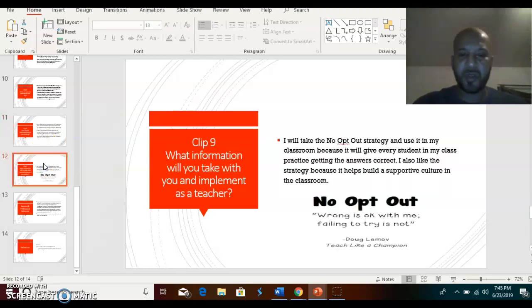What information will you take with you and implement as a teacher? I will take the no opt-out strategy and use it in my classroom because I will give every student in my class practice getting the answer correct. I also like the strategy because it helps build up a supportive culture in the classroom.